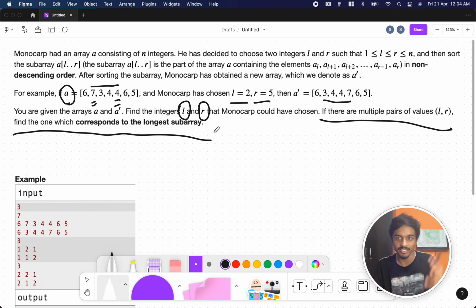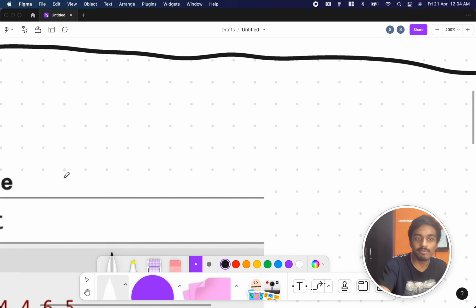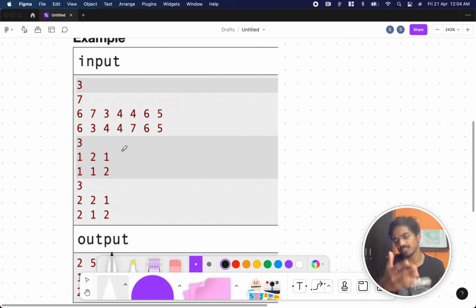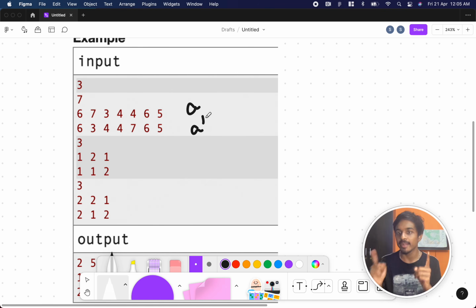We'll just try to think and solve this problem. How are we going to do it? It is the same as the example that I showed you, but let's try to derive a solution from it. There is only one operation that happened from A to A dash. Do you agree with that? Monocarp took only L and R and he tried to sort it. So there is only one operation and all the other numbers are the same in both arrays. Let's try to apply that logic here and see if it works or not.